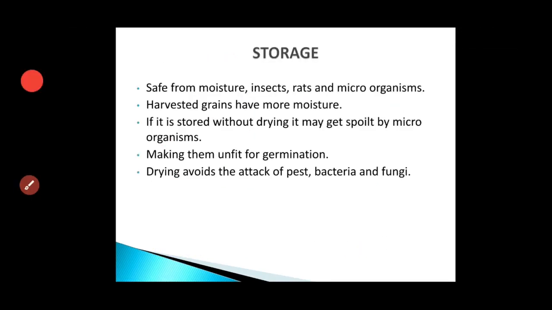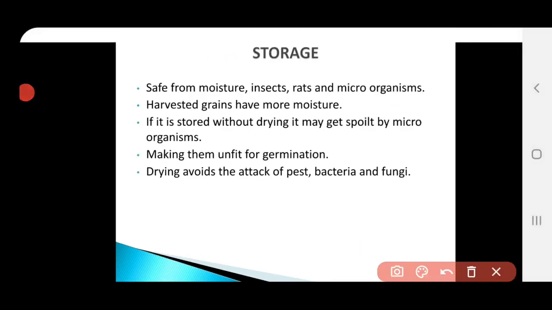Next, the final step is storage. Safe from moisture, insects, rats and microorganisms. So we have to safeguard the grains from these factors. Harvested grains have moisture content in them. If they are stored without drying, they may get spoiled by microorganisms and even become unfit for germination. So we have to go for the drying process. Drying avoids attack of pests, bacteria and fungi.